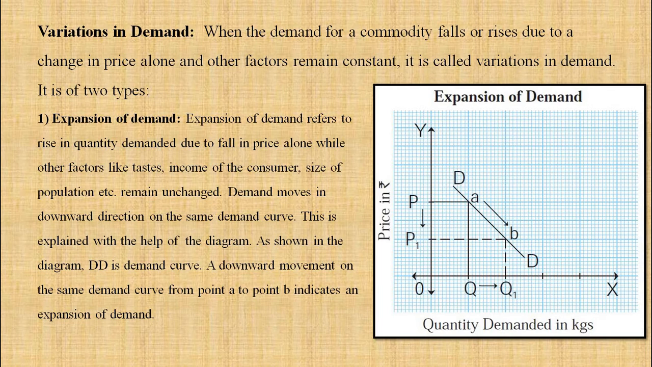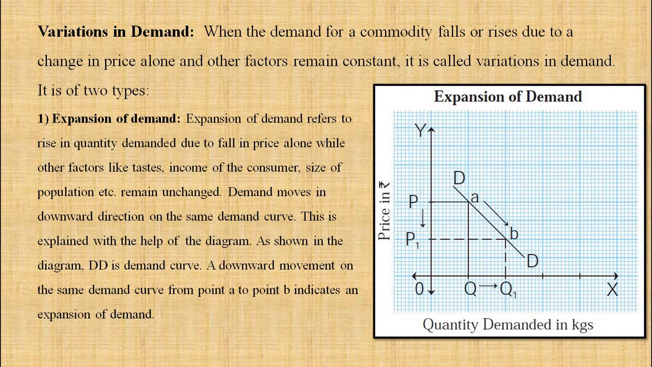When the demand for a commodity falls or rises due to the change in price alone, that means price is the only factor which is responsible for the change in demand, it is called variations in demand. This variation is of two types. Number one, expansion of demand, and second, contraction in demand. So first understand expansion of demand.